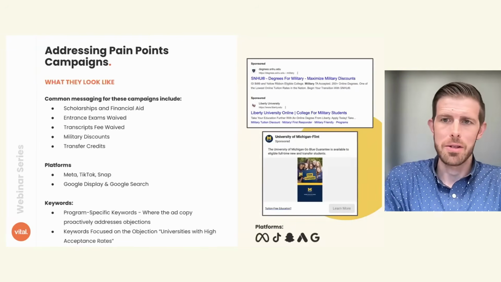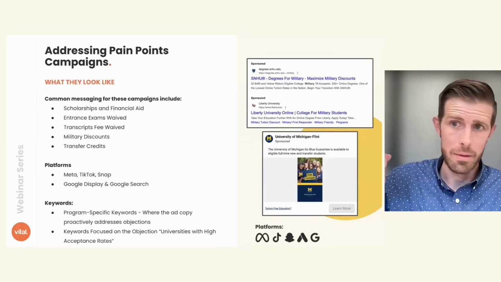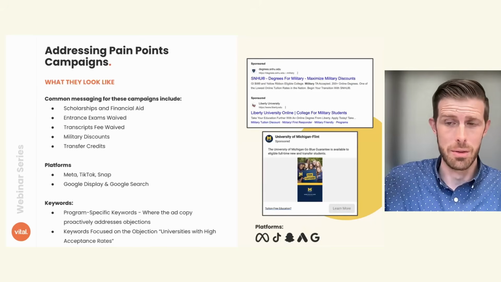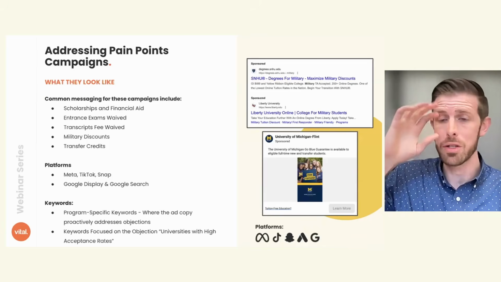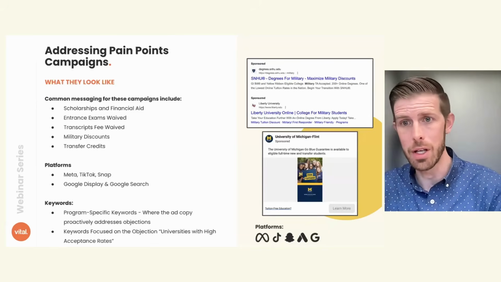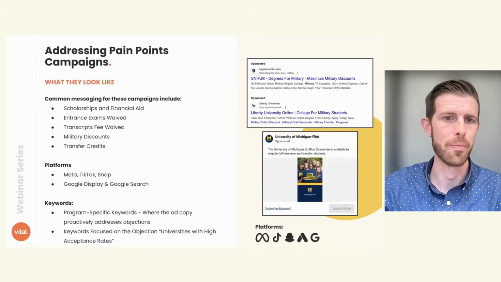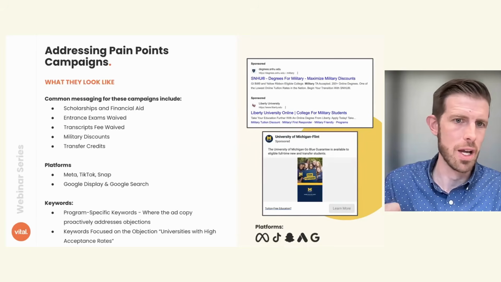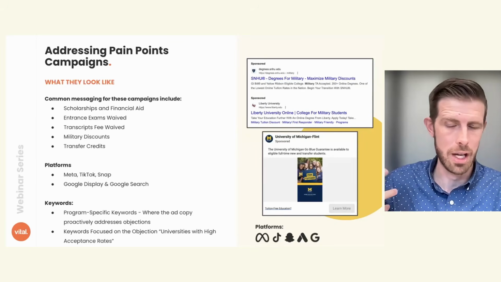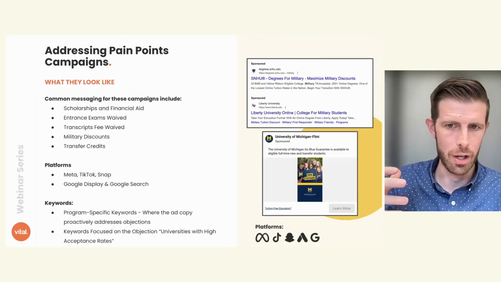Common messaging for these campaigns. So what are the other objections and areas where we can grease the skids to say, yep, it's so easy to enroll with us. It's so easy to be a student here. We're going to make this easy. We've got you interested in the program and we're going to make it really easy and take down as much objections, as much friction as we can. So scholarships and financial aid, huge. Entrance exam fees waived, transcript fees waived, military discounts, transfer credits. All those sorts of things are huge areas that we can be advertising on and promoting on.